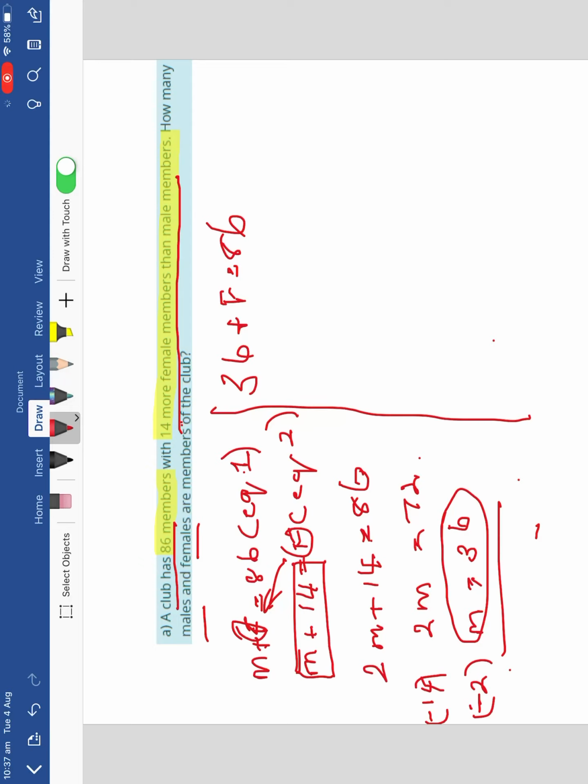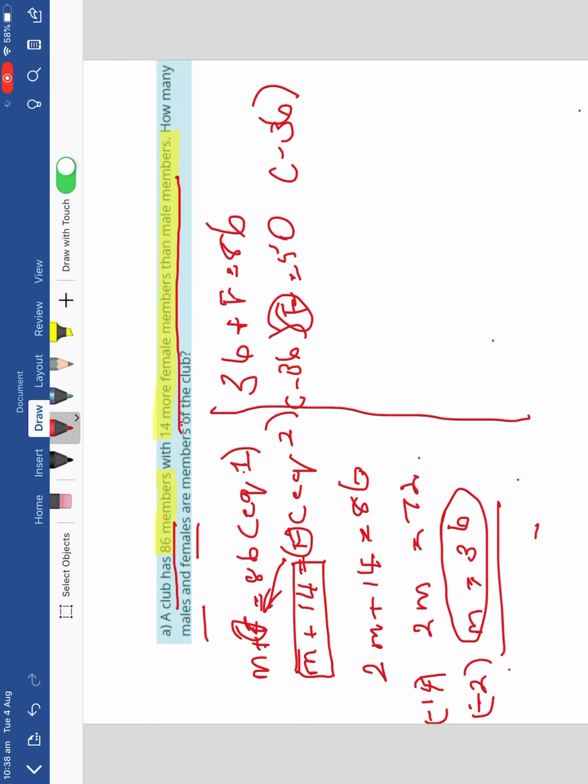Okay, now we take 36 off both sides. Like with the same principle we've done down here, we're just trying to isolate f. So we'll take minus 36 off this side, and minus 36 off this side. And we'll end up with an equation that tells us f equals 50. Okay. Now, at the moment we're saying there's 36 males in the club and 50 females in the club.